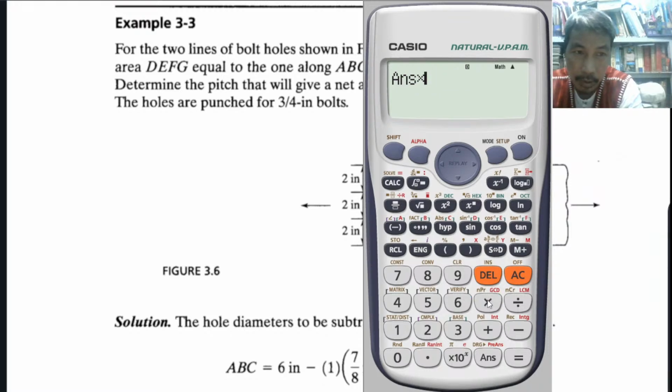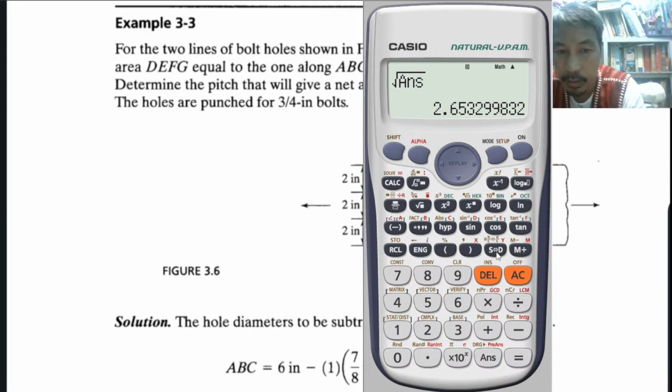So that must be multiplied by 8. This value is equal to S squared, and therefore we need to take the square root. So let us take the square root of this. Therefore, the answer must be 2.7, or 2.65 for 3 significant figures. So the answer should be 2.65. Let us look at the answer.